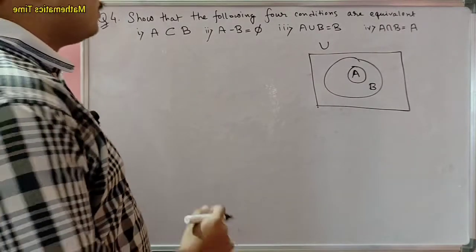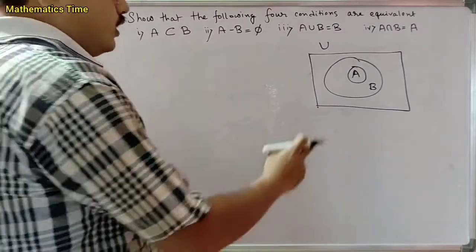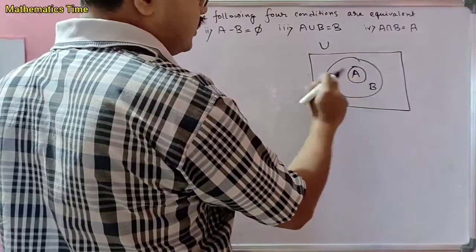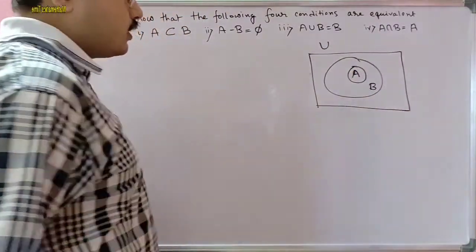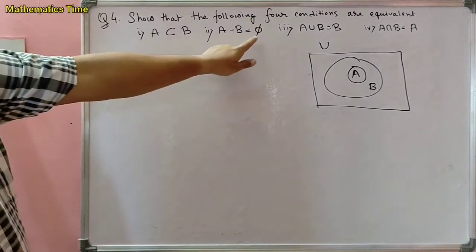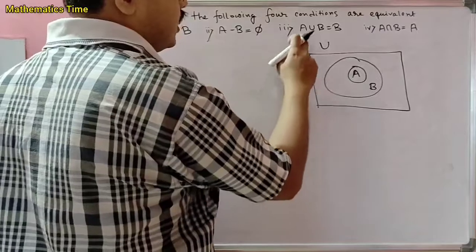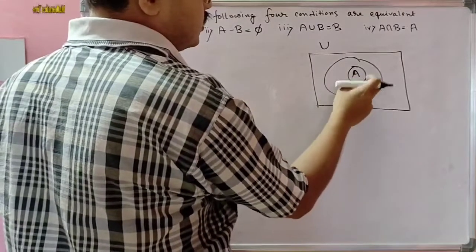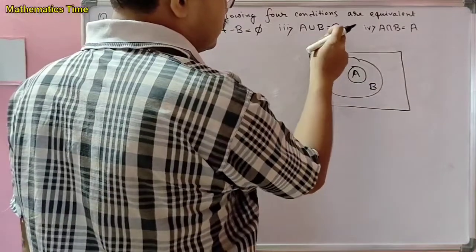Okay. Now A minus B equal to ∅. Is this satisfied? If we eliminate elements of B from A, what will we get? Nothing. A itself got subtracted from itself, so the set will be ∅. And the next one is A union B. If we union A with B, the whole set B will come out as a result. So this will be B.